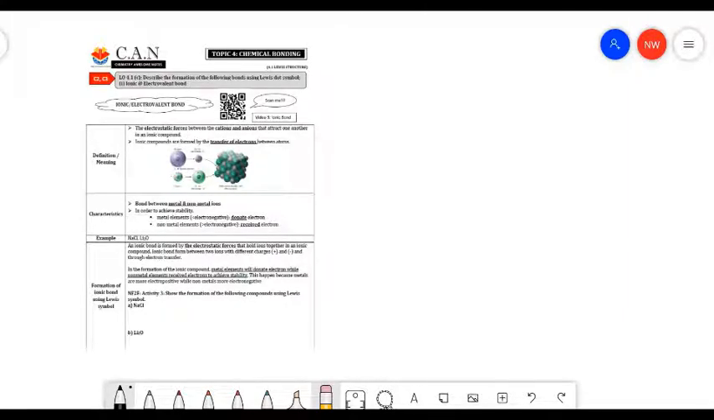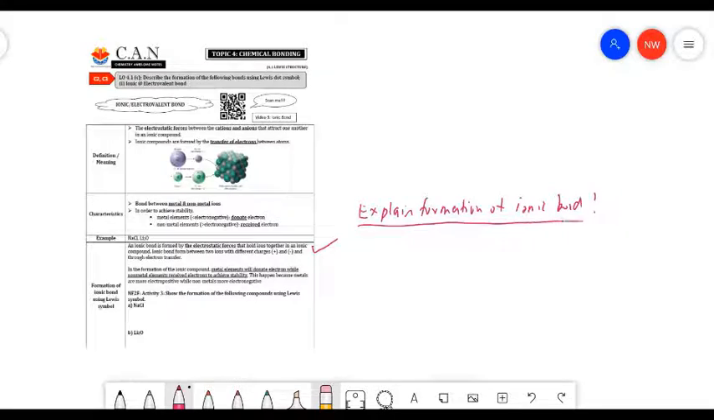Jadi, kalau kita nak describe formation of ionic bond, okay, first sekali make sure you state dahulu apakah ionic bond. Make sure you state definition of ionic bond. Kalau you nak menjawab soalan explain formation of ionic bond, yang first sekali make sure you define dahulu apakah ionic bond. So ionic bond is the electrostatic forces between cation and anion that attract one another in an ionic compound.